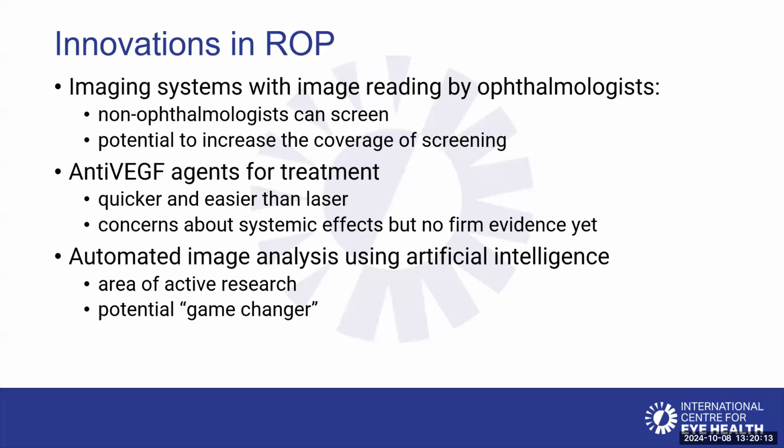And the most exciting thing really on the horizon is automated image analysis using artificial intelligence. And there are now several groups working on this, and this really does have the potential to be a game changer. So if you can have a technician taking the images and then image grading done initially by artificial intelligence with a cross-check by an ophthalmologist, this will really make the whole screening process much quicker and more efficient and effective. Next, please.